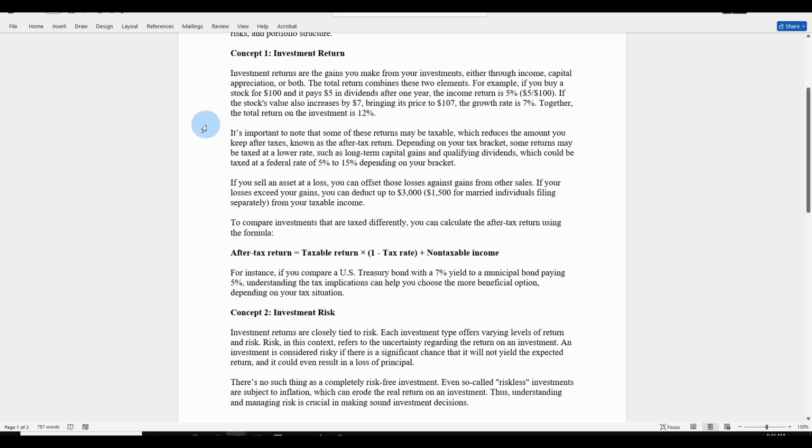Concept 1, investment returns. Investment returns are the gains you make from your investments, either through income, capital appreciation, or both. The total return combines these two elements. For example, if you buy a stock for $100 and it pays $5 in dividends after 1 year, the income return is 5%, 5 divided by 100. If the stock's value also increases by $7, bringing its price to $107, the growth rate is 7%. Together, the total return on the investment is 12%.